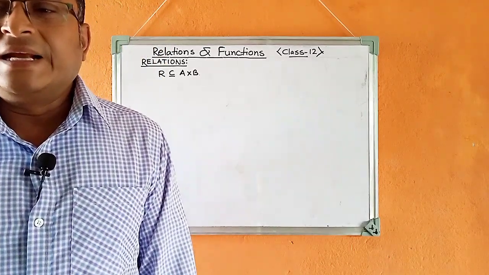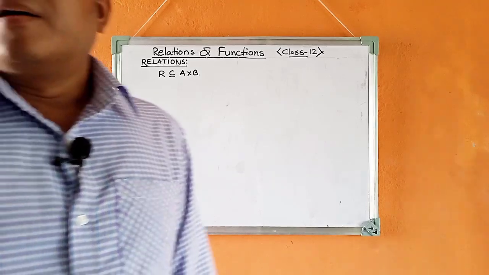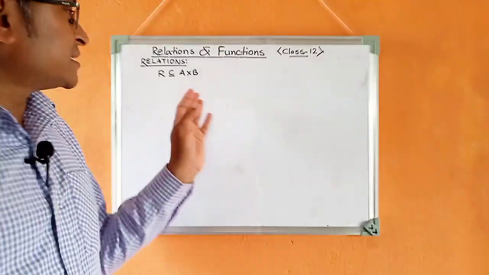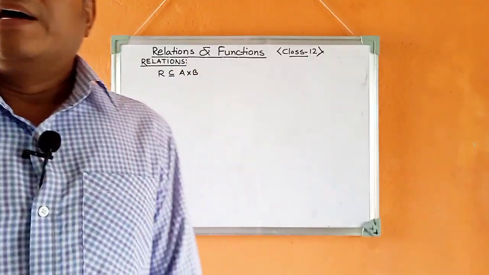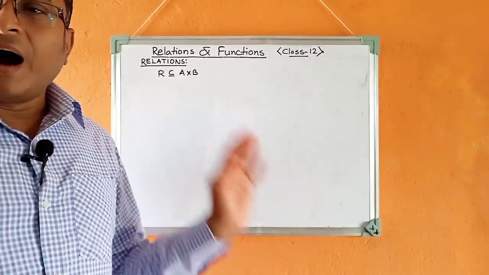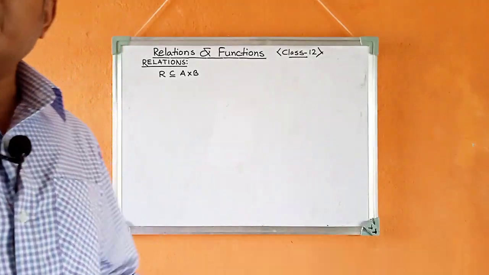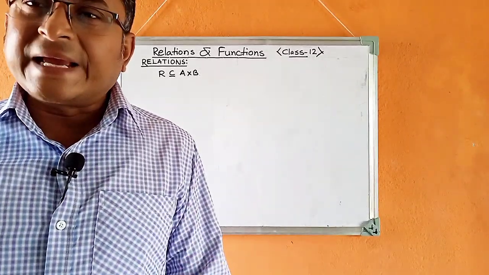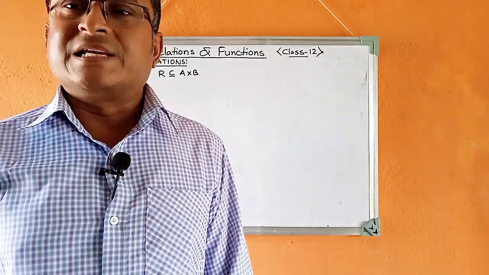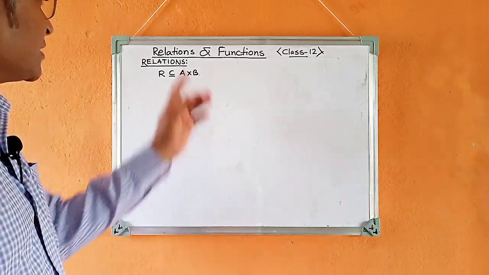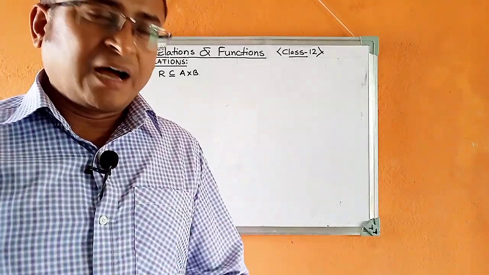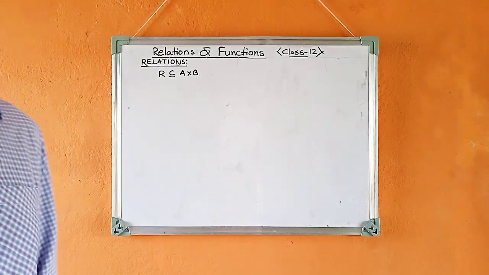Listen carefully. Let us consider the relation R from set A to set B. That is, R is a subset of A cross B. Then the set of all first elements of the ordered pairs in R is called the domain of the relation, and the set of all second elements of the ordered pairs in R is called the range of the relation. And the set B is called the codomain of the relation. Clear?